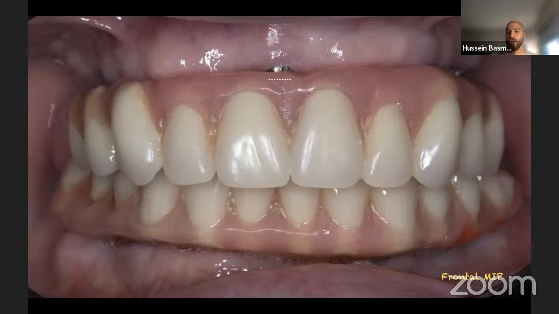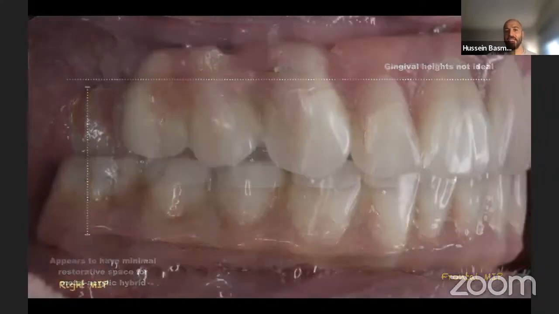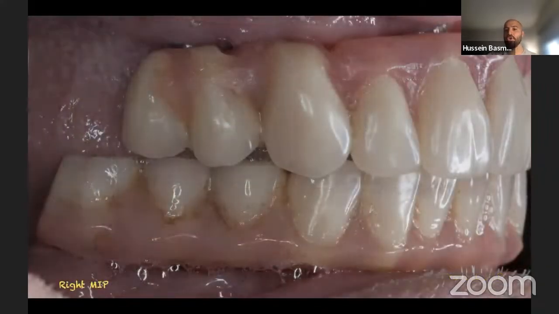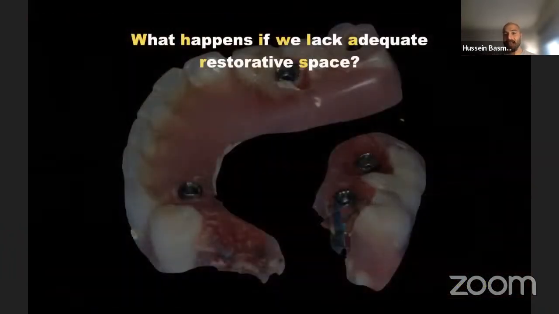When we look at the frontal maximum intercuspation, we see that there is not ideal gingival height. We can also tell that in such a prosthesis, there's minimal space that we are going to have in order to fabricate it. That's why we're having complications such as a fracture line in those areas, in addition to the lack of an adequate occlusal scheme in such a case, and that will usually lead to major complications.